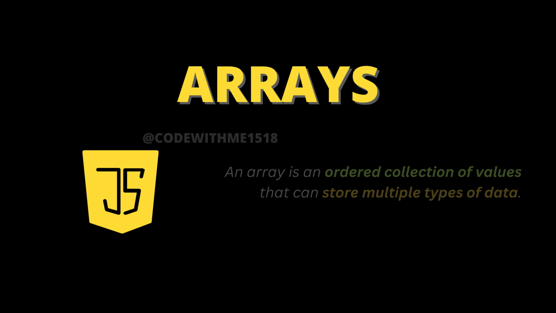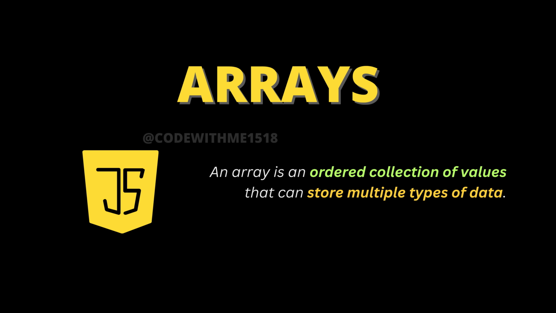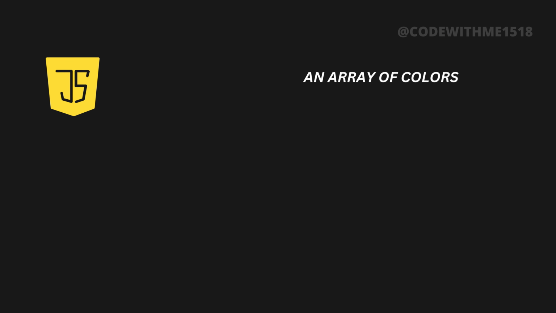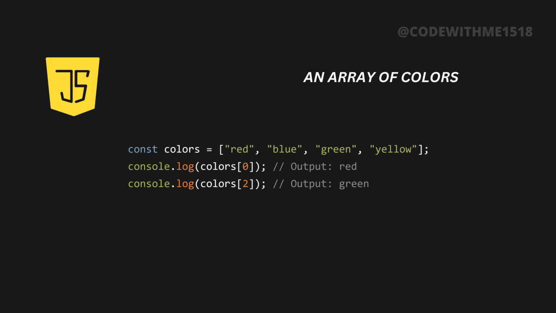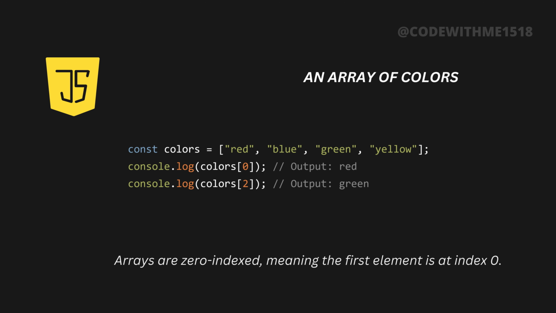Introduction to arrays. An array is an ordered collection of values that can store multiple types of data. Let's create an array of colors. const colors = [red, blue, green, yellow]. console.log(colors[0]). Output: red. console.log(colors[2]). Output: green. Arrays are 0 indexed, meaning the first element is at index 0.